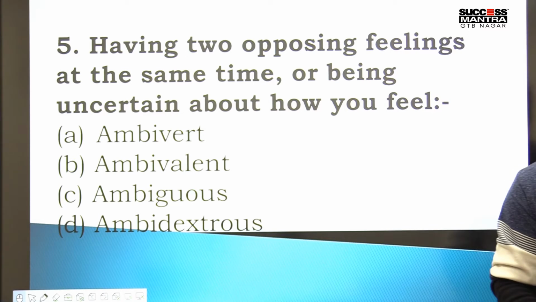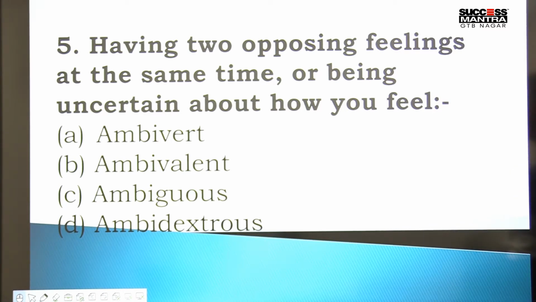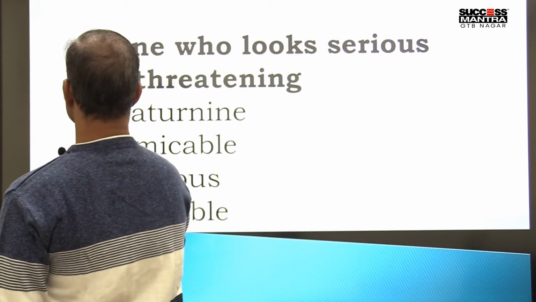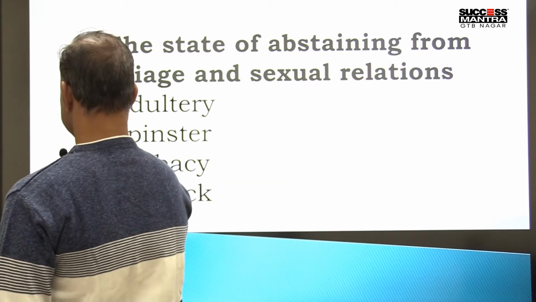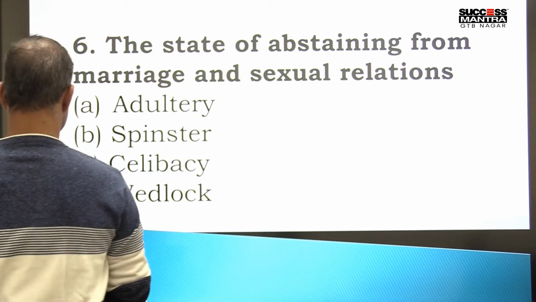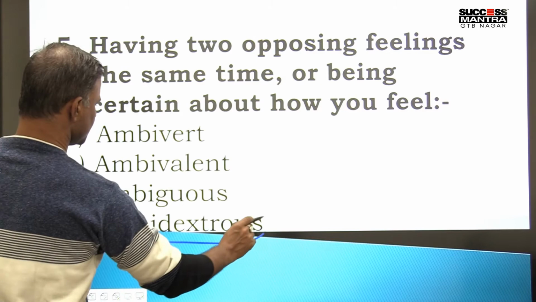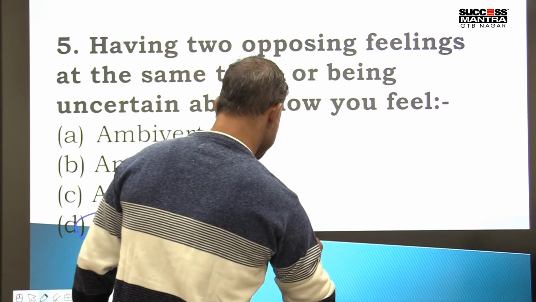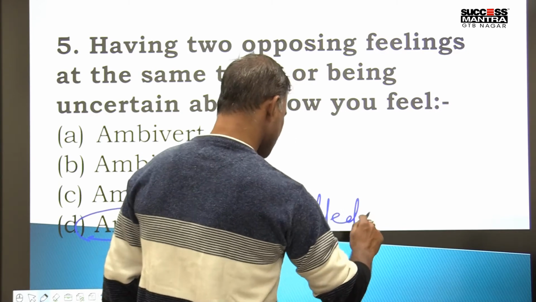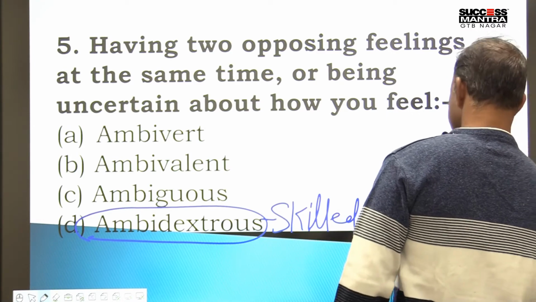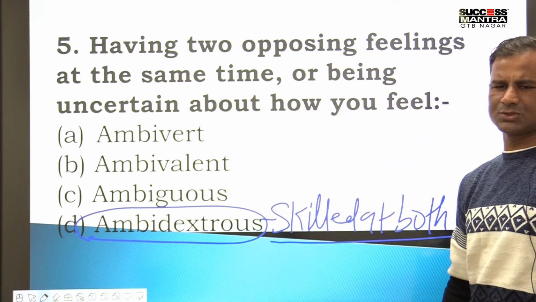Guys, very nice word. Having two opposite feelings at the same time, or being uncertain about how you feel. Guys, देखिए, ambidextrous होता है skilled at both hands. Ambidextrous is basically called the one who is skilled at both hands. जो दोनों हाथों में स्किल होते हैं, that is called ambidextrous, right? So that person is called ambidextrous.